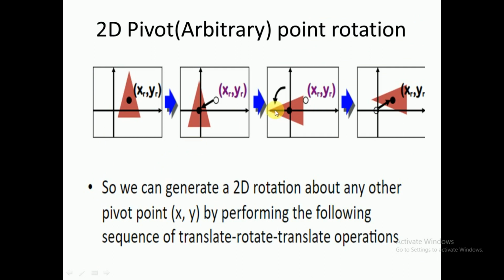2D pivot arbitrary point means, as I have told, whatever matrix we have derived, that may be translation, rotation, or reflection. Those matrices we have derived considering the reference point as the origin. Rotation I have done with respect to the origin as a reference point. Translation and scaling also I have done with respect to the origin as a reference point. Means the reference point was always fixed, that is origin. With respect to origin, you have rotated, moved, and scaled.